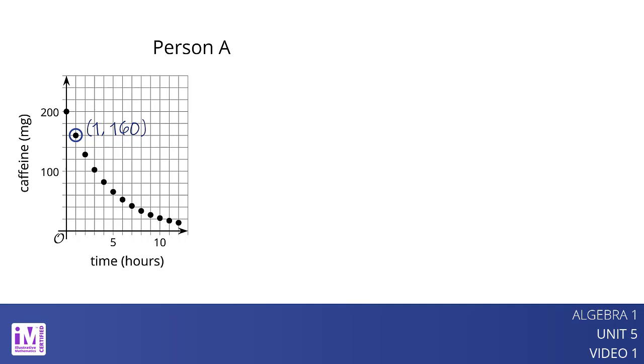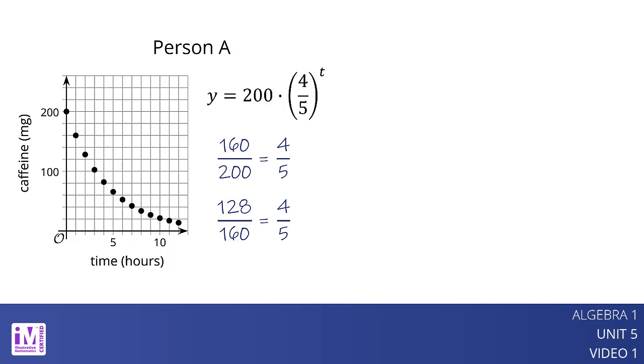We can use the graph to find out what fraction of caffeine remains in the body each hour. Notice that 160 divided by 200 equals 4/5, and 128 divided by 160 also equals 4/5. As each hour passes, the amount of caffeine that stays in the body is multiplied by a factor of 4/5. If y is the amount of caffeine in milligrams and t is time in hours, then this situation is modeled by the equation y equals 200 times 4/5 to the t.